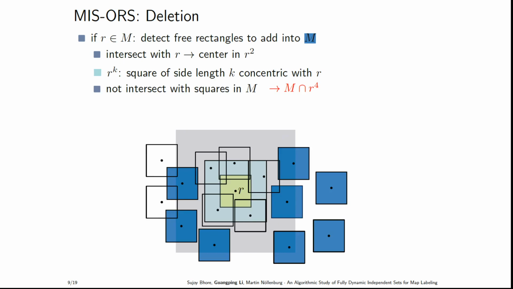So a valid candidate which can be added to M must be a neighbor of R with its center in R2, and it has no intersection with other rectangles in the current solution.